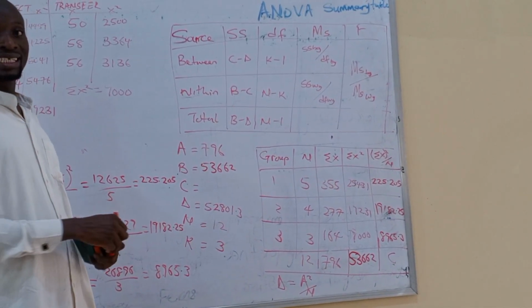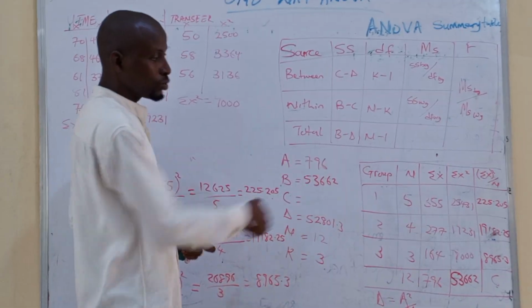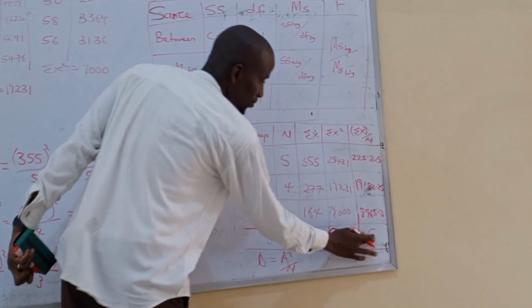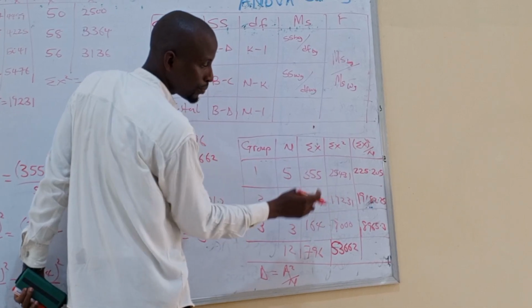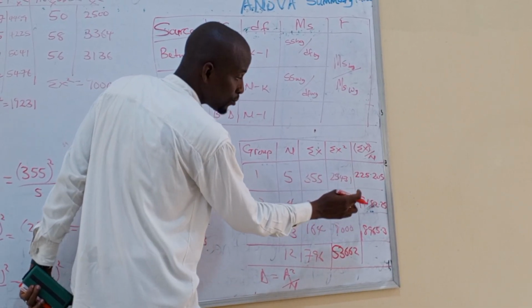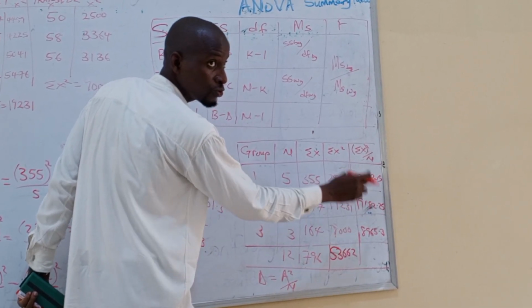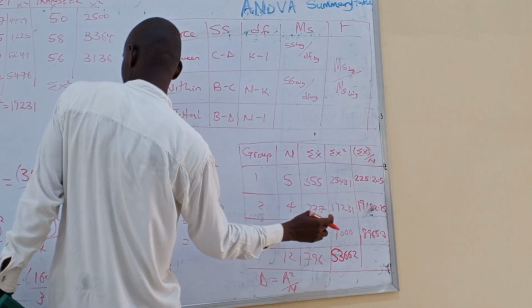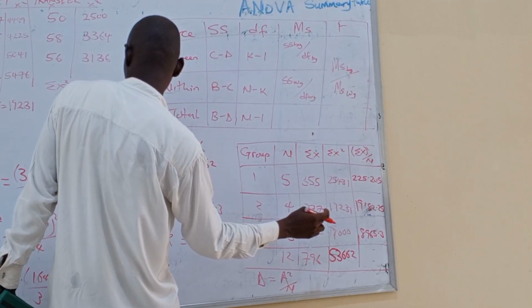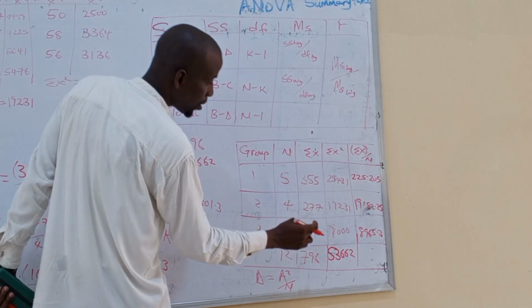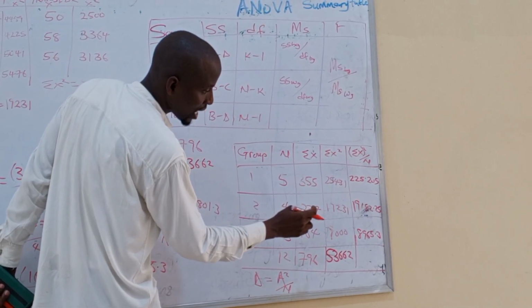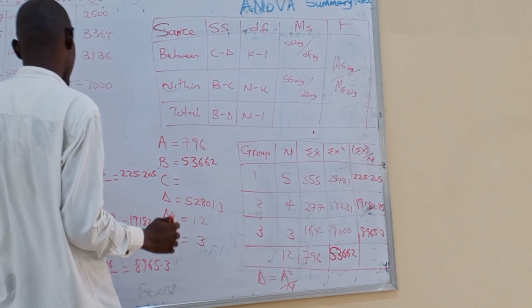Let us add. We have 25205 plus 19182.25 plus 8965.3.